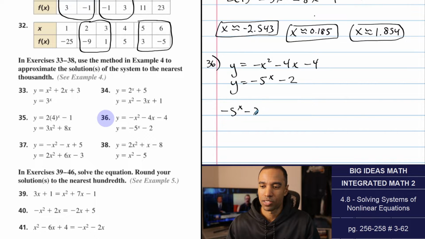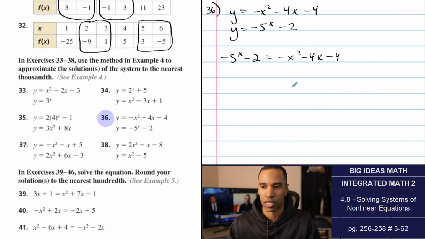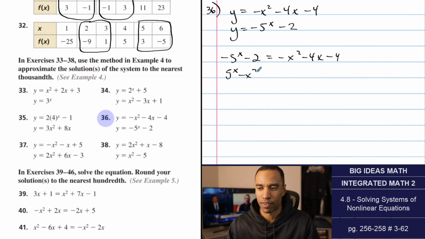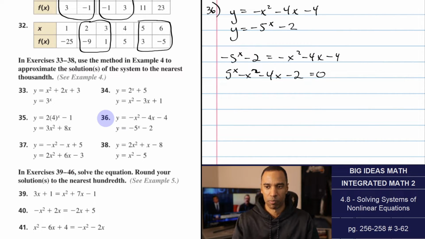Negative 5 to the x. I'm going to write this thing out first to say which side I'm going to go. I kind of like my to the x power thing being positive, so I'm going to add that over. So 5 to the x, and then I still have negative x squared and negative 4x. But I'm going to add 2 over, and negative 4 plus 2 is negative 2. It's okay to have the exponent positive at the cost of everything else being negative. Let's go back to our graphing calculator.